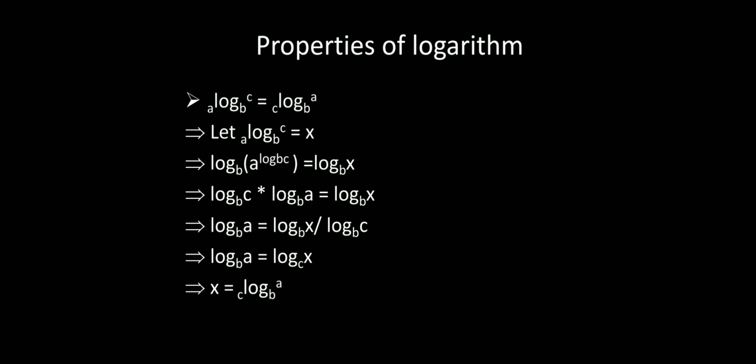So moving further, now that log thing we are going to write in the form we know. So x is equal to c power log a base b. We took x is equal to a power log c base b, and now x is equal to this, so both are equal.